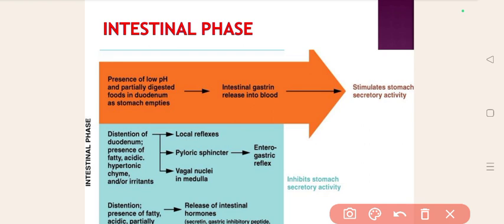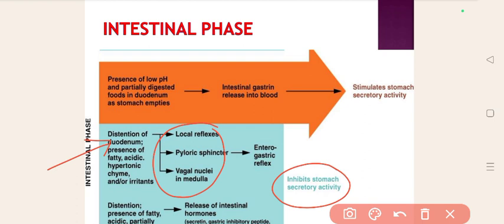But in contrast, if there is distension of the duodenum, or the presence of fatty, acidic, hypertonic chyme or irritants, that will stimulate the local reflexes. There is a stimulation of the pyloric sphincter, and because of that an enterogastric reflex is generated, and that inhibits the stomach secretory activity.